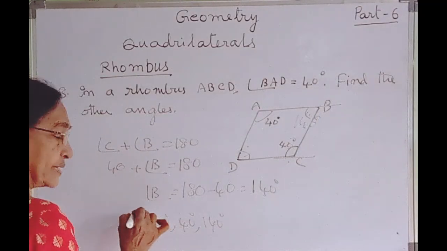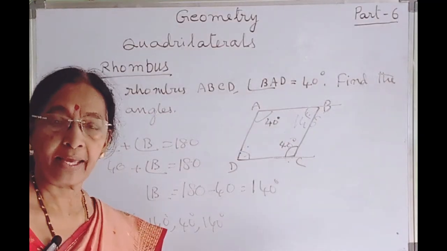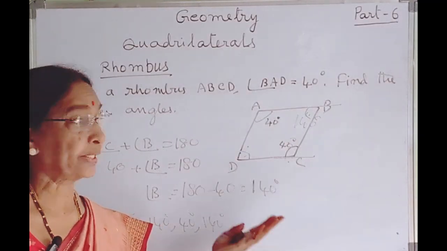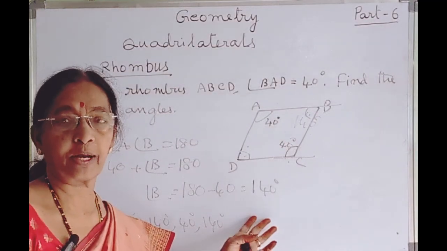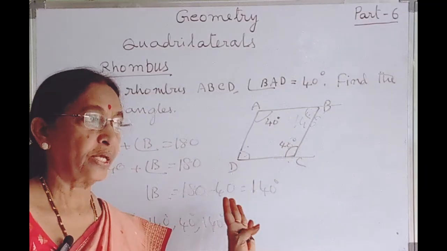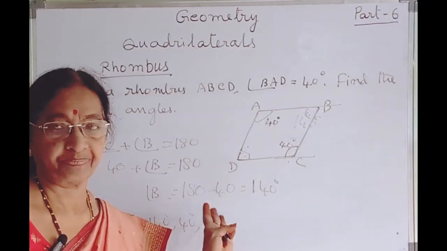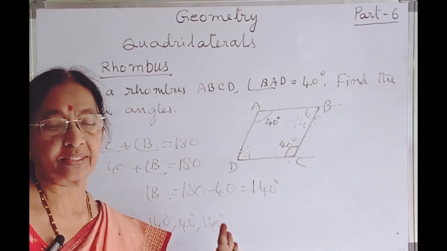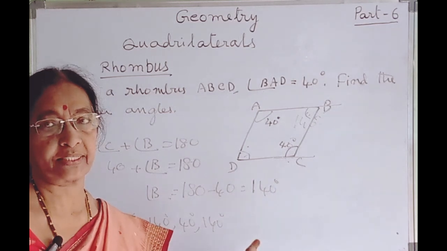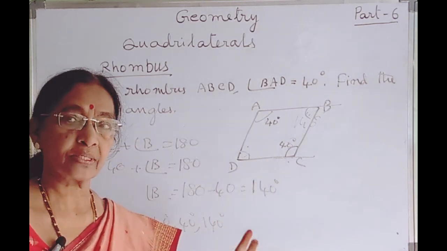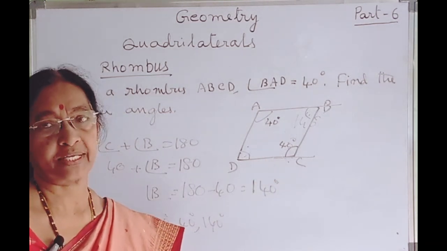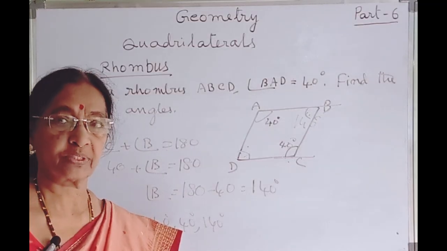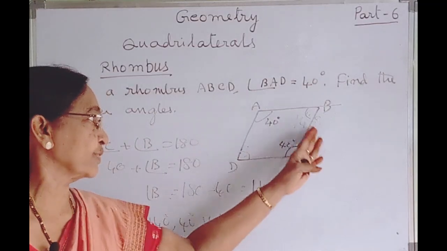These angles are just like the angles in a parallelogram. The difference between a parallelogram and a rhombus is only in the sides. In a parallelogram, only opposite sides are equal. But in a rhombus, all the four sides are equal. Two pairs of opposite sides are equal, and all the four sides are equal.